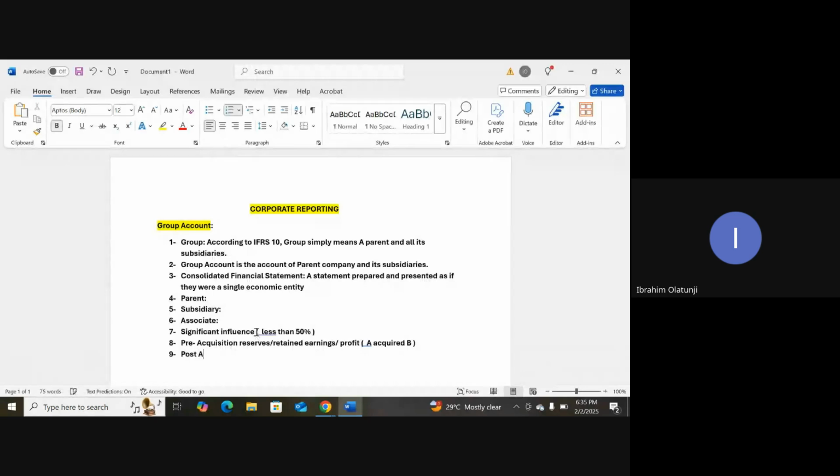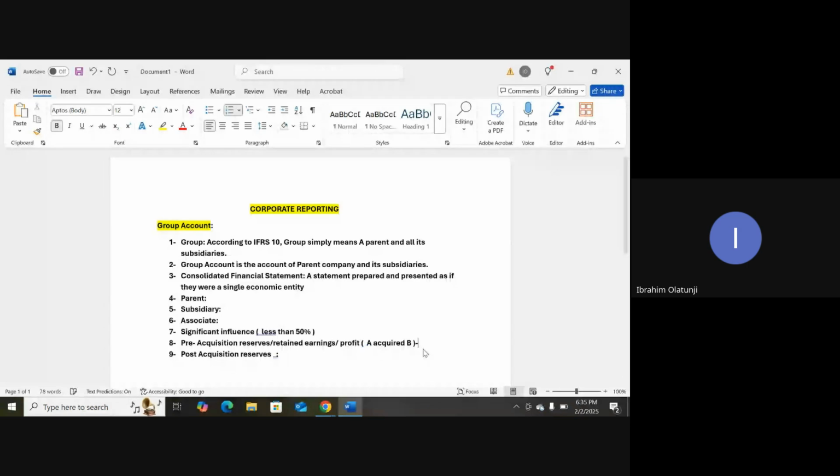So we think of the opposite: post-acquisition reserve, or post-acquisition retained earning, or post-acquisition profit. It is the opposite. That is the reserve that arose after the acquisition. One is before the acquisition. This time around, it's a reserve by the subsidiary company after being acquired by the parent. One is before, one is after.